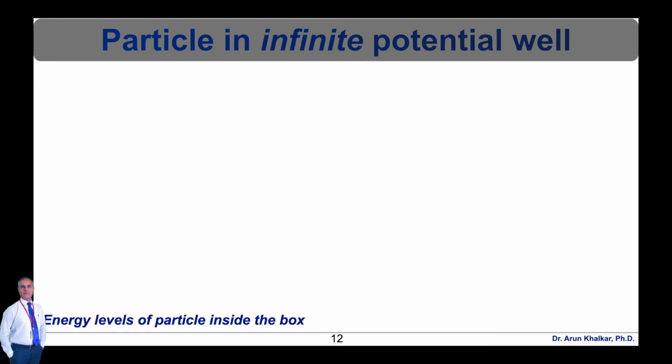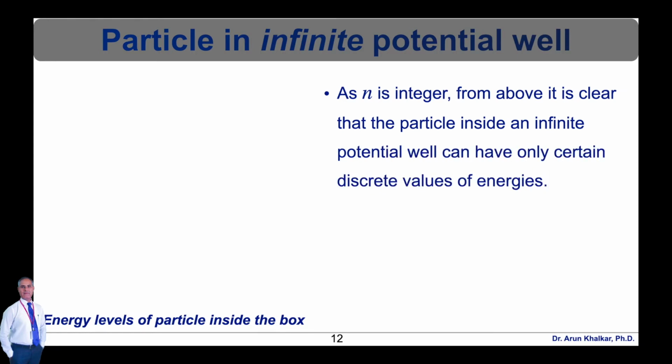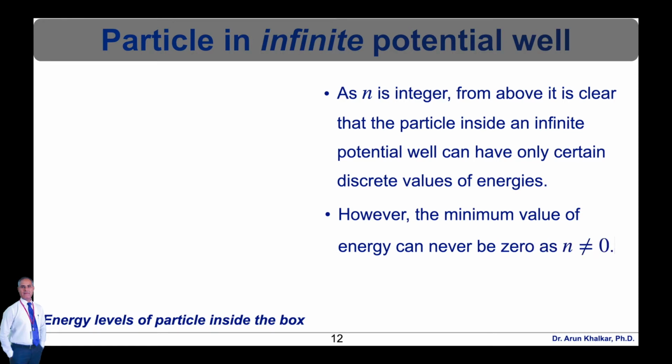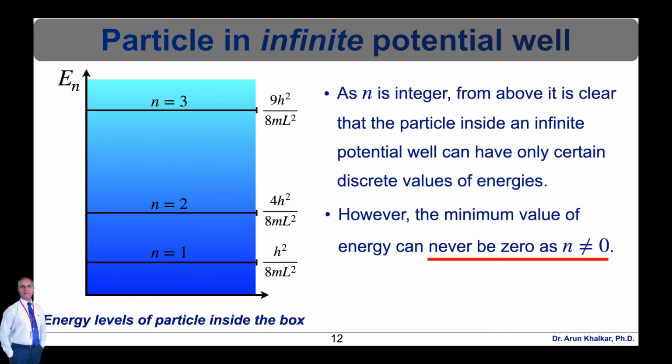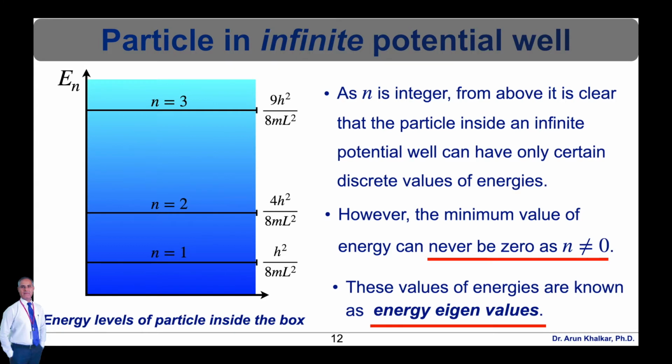Now let's see the energy levels of the particle inside the box. As small n is an integer, from the above it is clear that the particle inside an infinite potential well can have only certain discrete values of energies. However, the minimum value of energy can never be 0 as n is not equal to 0. As shown in this diagram, on the y-axis is the energy, and for n is equal to 1, we have h square upon 8mL square. For n is equal to 2, we have 4h square upon 8mL square. For n is equal to 3, 9h square upon 8mL square. These values of energies are known as energy eigenvalues. All these values are very important as far as the energy of the particle inside the infinite potential well is concerned.